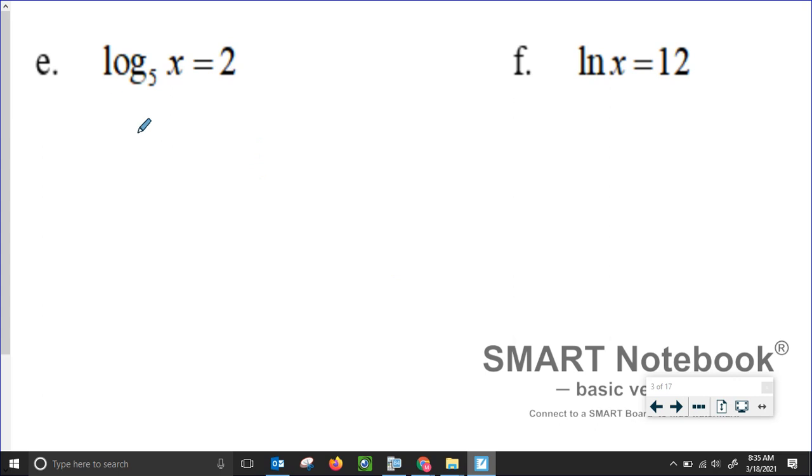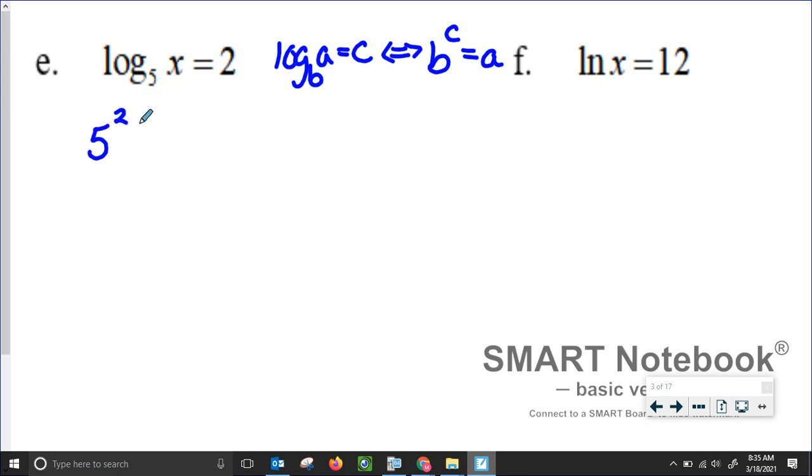All right, so now we have some equations in logarithmic form. We do always want to keep our definition of logarithm handy. So log base b of a is equal to c if and only if b to the c is equal to a. Here this is in logarithmic form. We want to switch it to exponential form. So that would be 5 squared is equal to x. Well, 5 squared is just 25, so x is equal to 25.